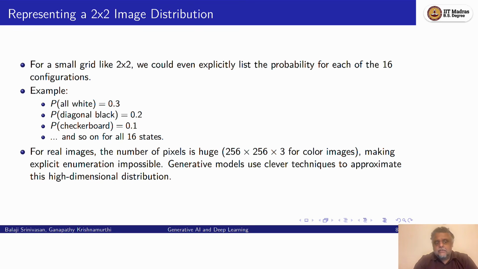But for real images, the number of pixels is huge. For instance, a very small nominal RGB image would be 256 by 256 by 3, and each pixel can take values from 0 to 255. In that case, making this enumeration is very hard. This is where generative models, like the ones we are going to study, come up with very clever methods to approximate these kinds of high dimensional distributions. But we'll consider this 2x2 case to see what generative models can do in this context, and also get an understanding of what generative models are.